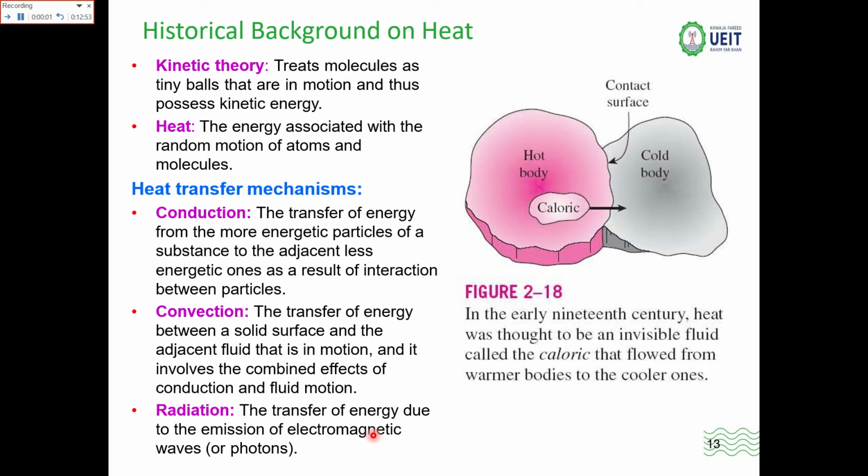Now some historical background of heat. What is kinetic theory? Kinetic theory treats molecules as tiny balls that are in motion and thus possess kinetic energy. Heat, the energy associated with the random motion of these atoms, is basically known as heat. Here we have a hot body and a cold body in contact at this boundary. Heat flows from the hotter body to the colder body. This is an interpretation of the second law of thermodynamics.